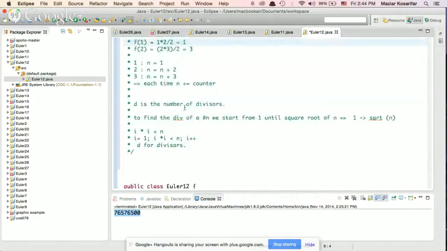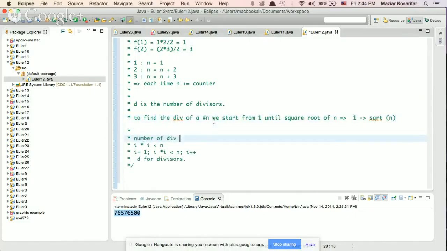So one other thing that we have to take care of is finding the number of divisors that each number in this sequence has. To find the divisors of a number n, we start from number 1 until the square root of that number. So we start from 1 until the square root of n. Because we want the number of divisors to be greater than or equal to 500.